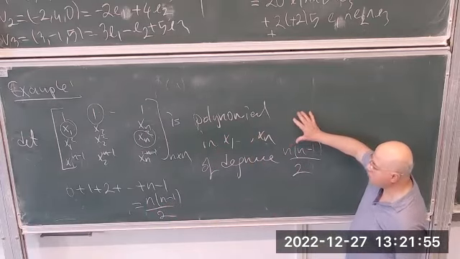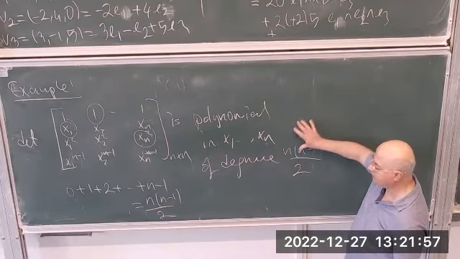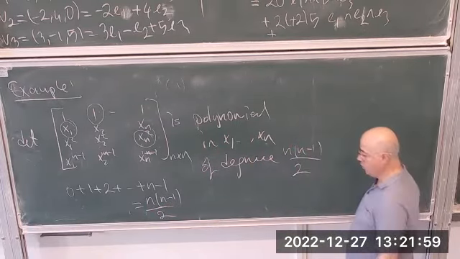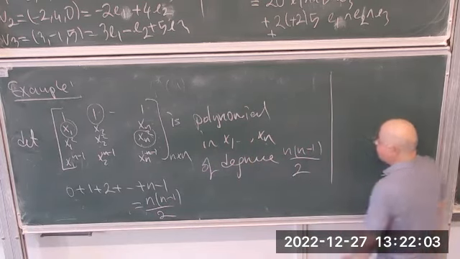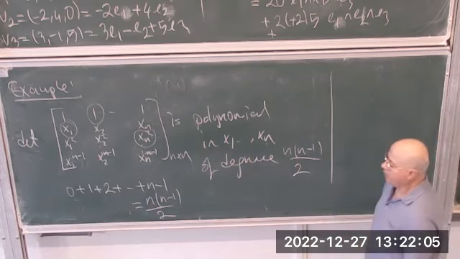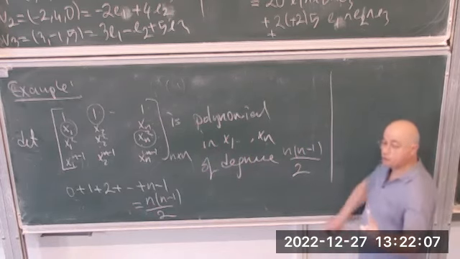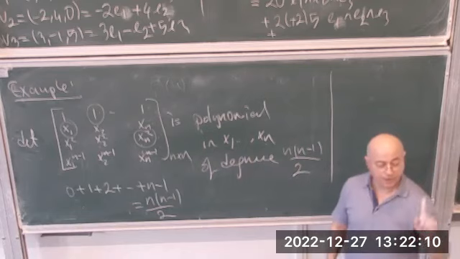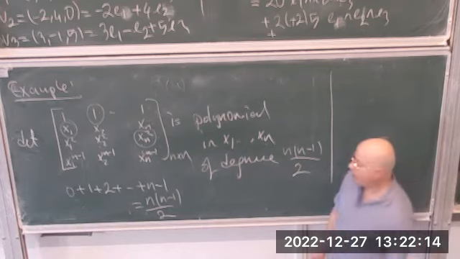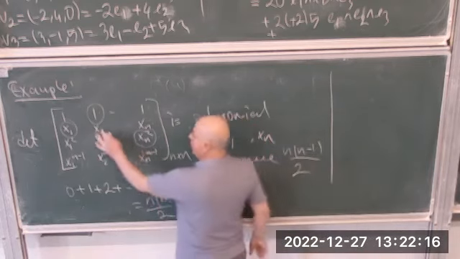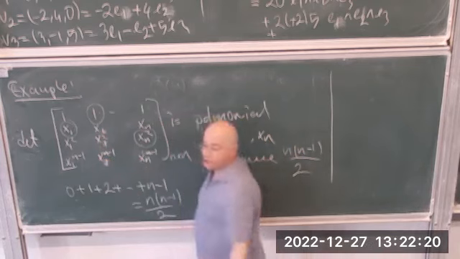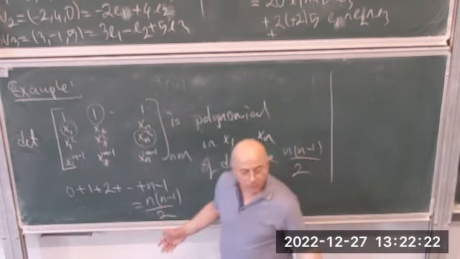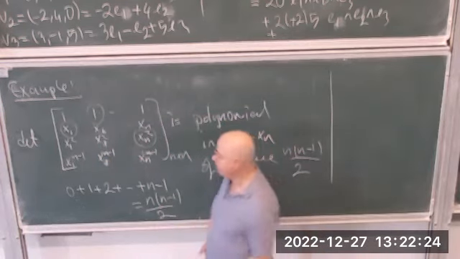So this is a homogeneous polynomial of degree n times n minus 1 over 2. And then what else? Well, you see, we know that if two rows or columns of a matrix are the same, then that determinant is 0. So if I write here x1, I should get 0, right? If two of them are the same, we get 0.